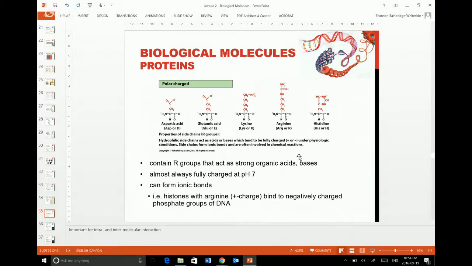So I always get the question every year, am I responsible for knowing these different amino acids? And the answer is yes, because as we move forward in the course, I want you to understand when I say DNA is interacting with histones, for example, that the reason that it's interacting is because you have this polar side chain of arginine here that's allowing that to happen.